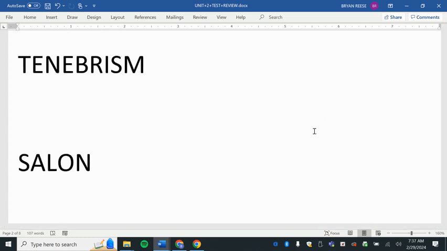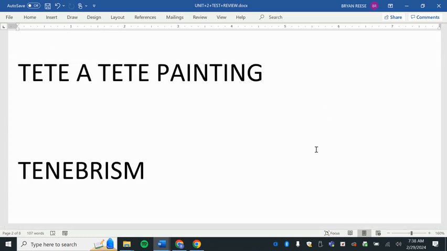I want you to know what tenebrism is. One of the paintings that we discussed was Tete a Tete. It will be on the test. Maybe you need to know the details about it. Maybe you need to know the artist. Maybe you need to know the style. I cannot remember what the question was about this.